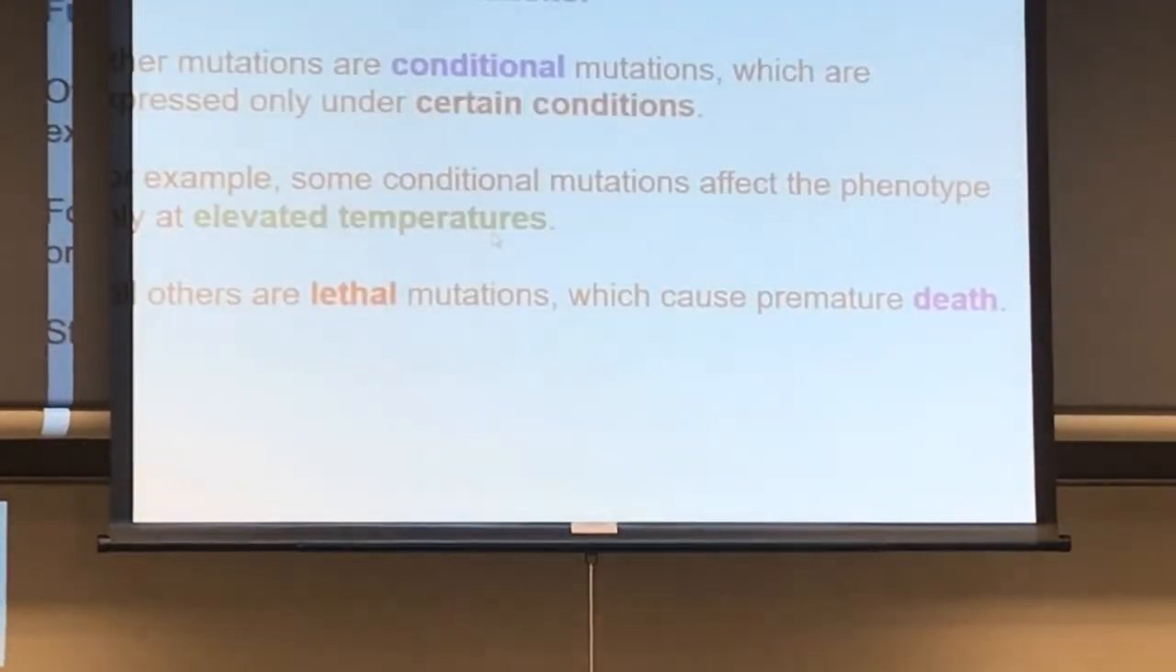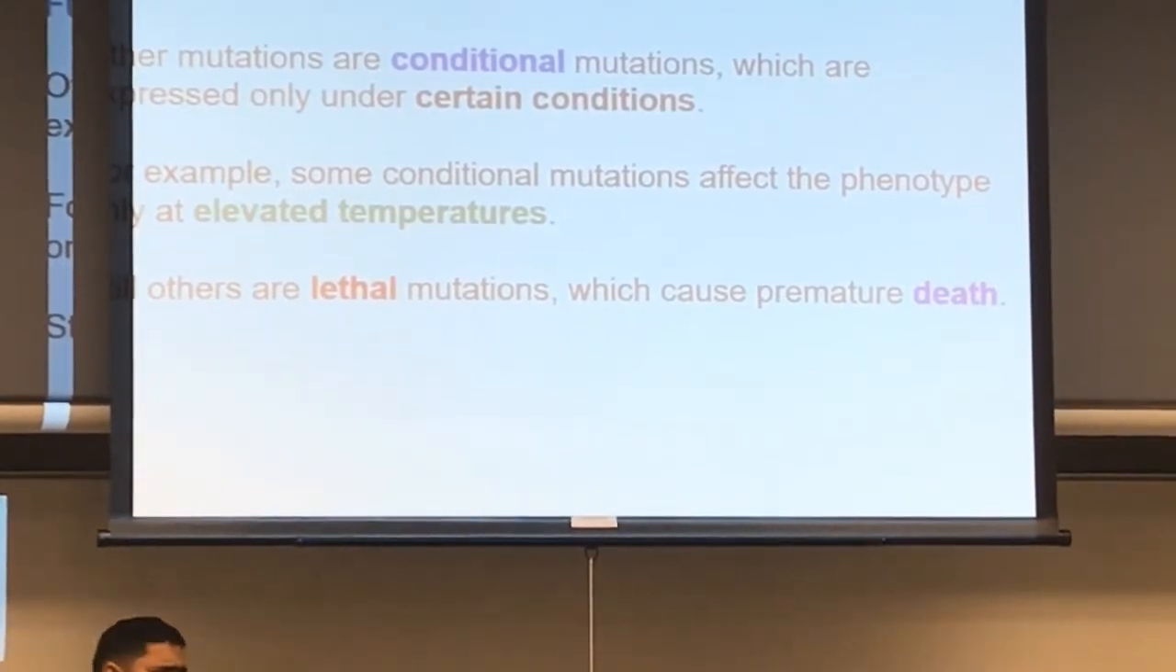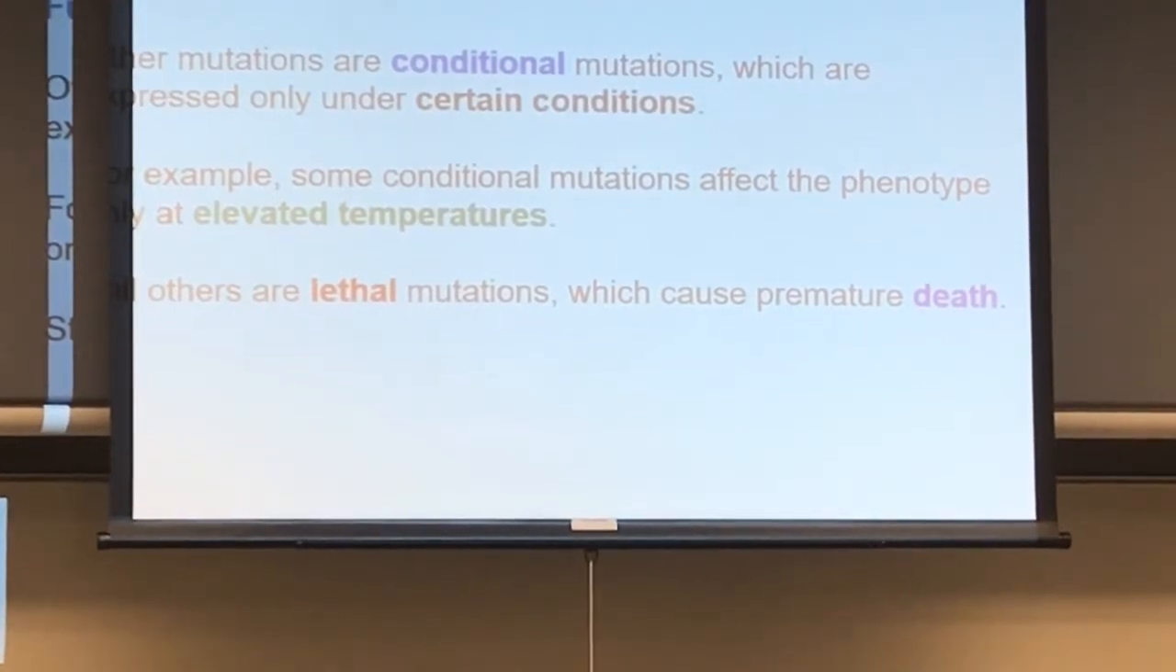Okay, so conditional mutations are where there's a mutation that affected the gene, but you don't see the effect of that mutation until the temperature increases, or until the oxygen content is more, or until the sunlight is more. So that mutation is referred to as a conditional mutation. There are other mutations called lethal mutations, because that one mutation will kill the organism itself, because that protein is probably very important for survival. So that is referred to as a lethal mutation.